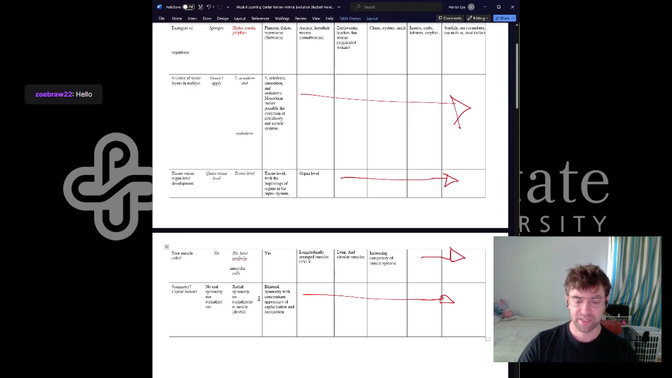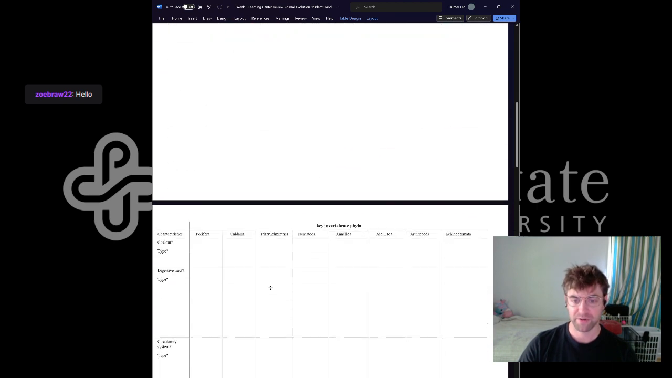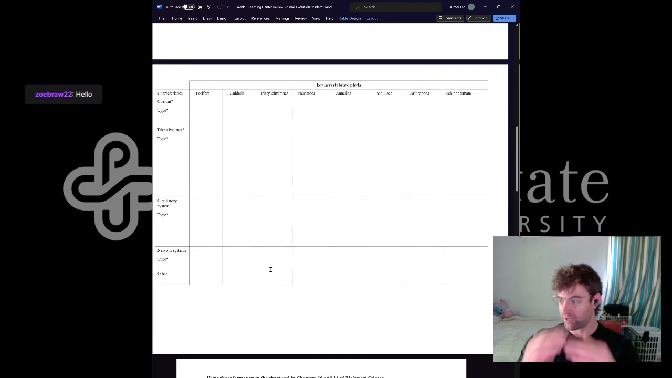Is there anything else I needed to touch on there? I don't think so. So this is the same chart, just continued.